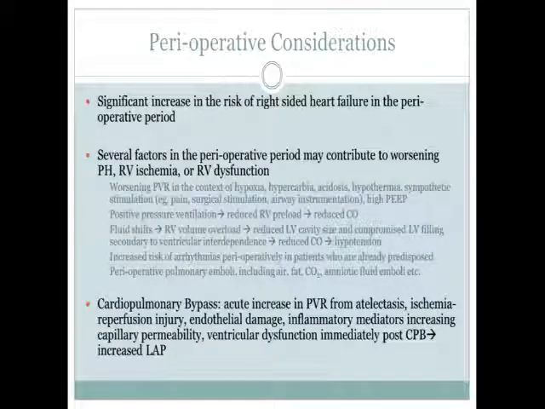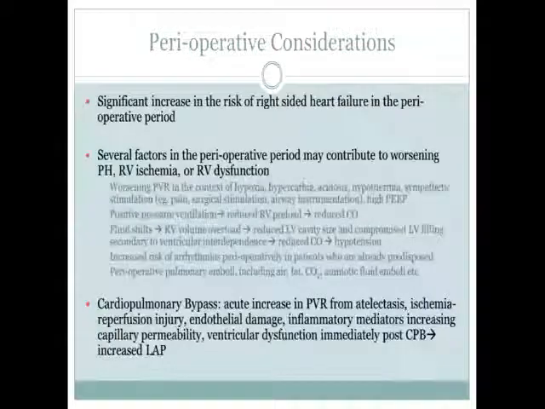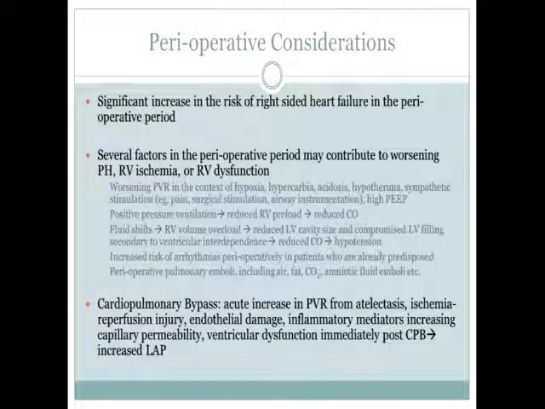And then in addition to all that, with cardiac surgery, with the effects of cardiopulmonary bypass, you've got increased atelectasis, ischemia-reperfusion injury, and a bunch of inflammatory mediators that can cause capillary permeability and increases in your PVR, and left-sided ventricular dysfunction post-bypass, leading to elevated pressures and increased left atrial pressure, and RV failure after coming off pump as well.